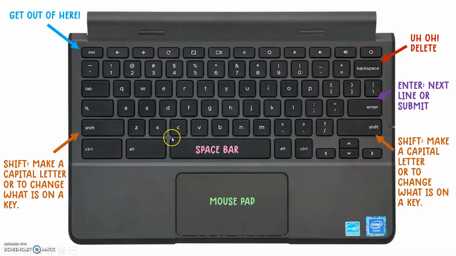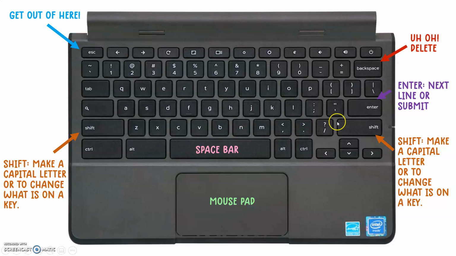Another important key is the space bar. We use the space bar to put spaces between our words. So if you wanted to say the cat is gray, you would hold down shift, tap the T, then let go of shift and finish the word the. And then after you finish the word the, you will tap the space bar, and then you can write your next word, cat.